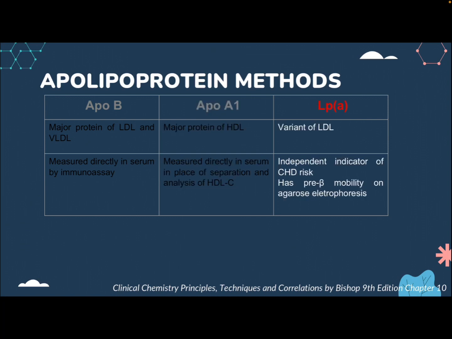Lastly would be LPA. It is the variant of LDL shown to be an independent indicator of CHD risk, and it is sometimes determined for managing these patients. LPA has a pre-beta mobility on agarose electrophoresis and can be quantified by this technique. Measurement of these three apolipoproteins is considered emerging markers and can be useful in patient management by experienced practitioners.